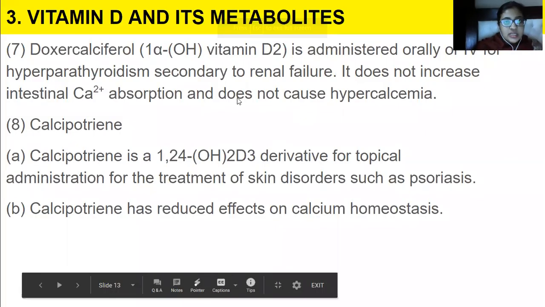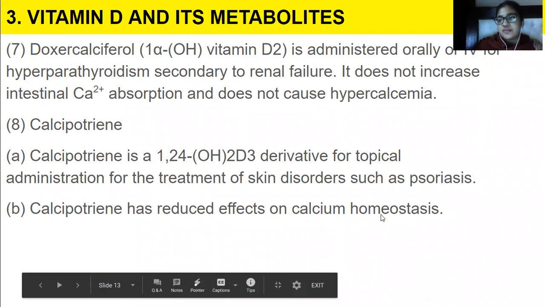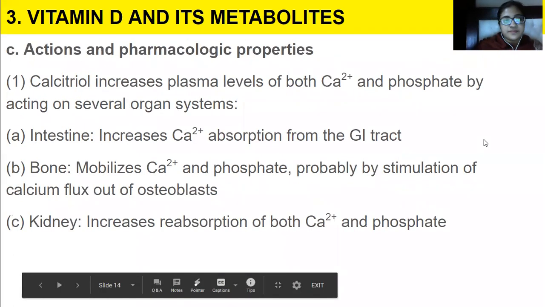and does not cause hypercalcemia. Then the eighth metabolite we want to talk about is calcipotriene. So it is a 1,24 dihydroxy D3 derivative for topical administration for the treatment of skin disorders such as psoriasis. So it has reduced effect on calcium homeostasis.